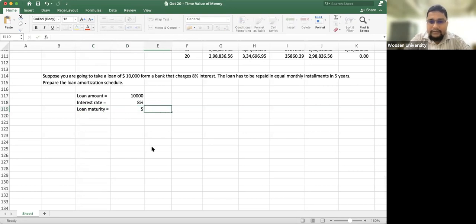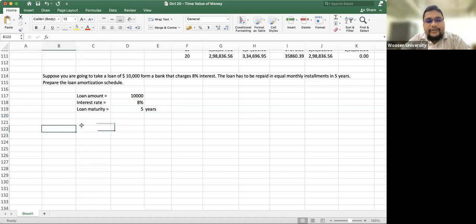Five years. Okay. Now, at first, you need to calculate, although you are to prepare the loan amortization schedule, but without the installment, can you prepare the loan amortization schedule? Think and answer me. Without calculating the installment amount, can you develop or structure the loan amortization schedule?